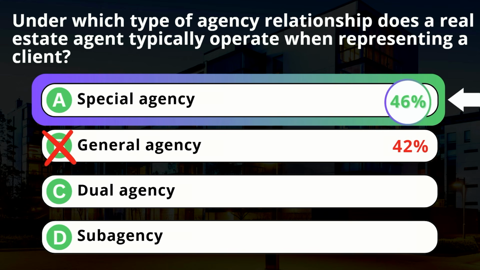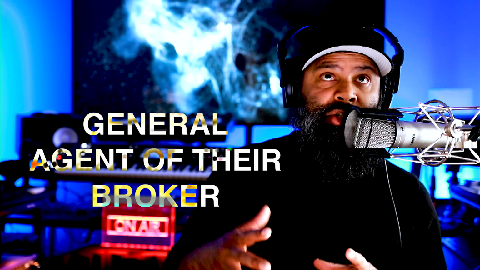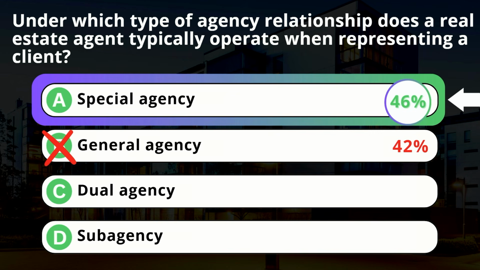Now, a lot of folks pick general agency. A salesperson, for example, is a general agent of their broker. But a real estate agent, we sometimes use that phrase, and it can be mistaken or misunderstood. And the relationship between a real estate professional and their client is that of a special agency relationship. This is one of those questions that seemingly are pretty simple, but not knowing what the difference is going to tank this question. So look here, and you notice that 42% of the community thought general agency was the answer.